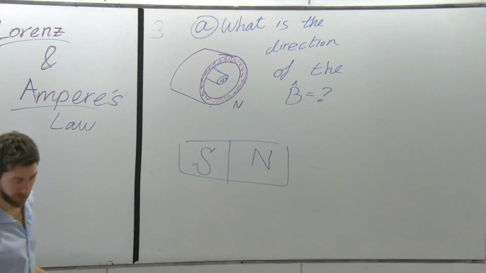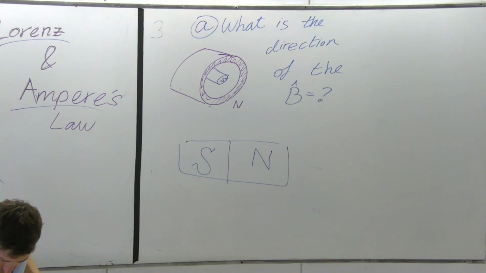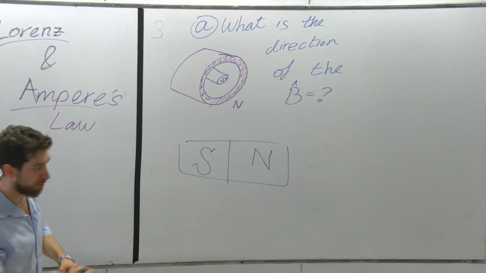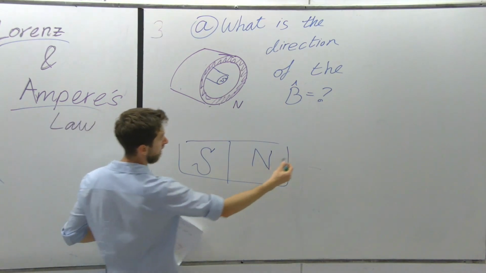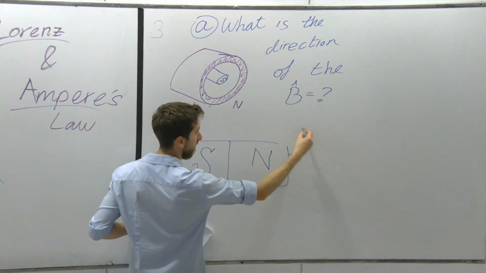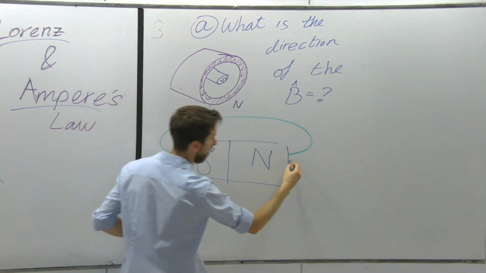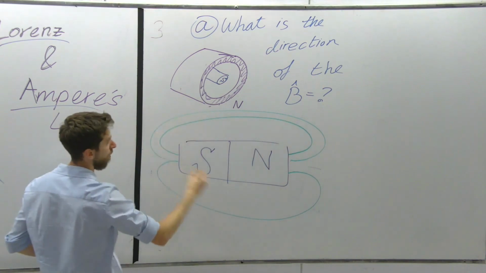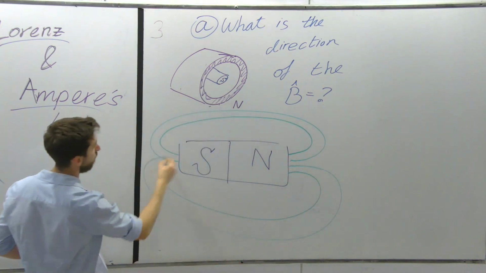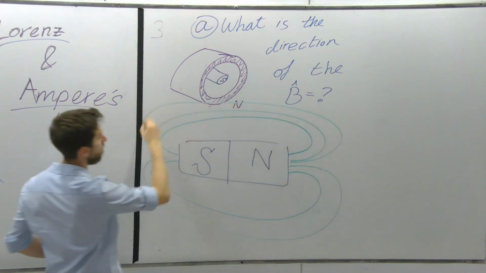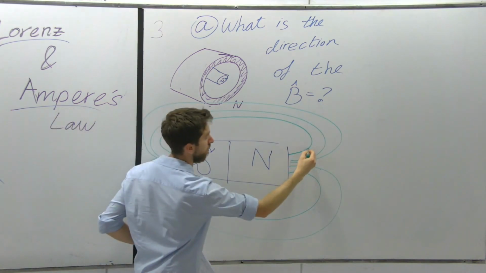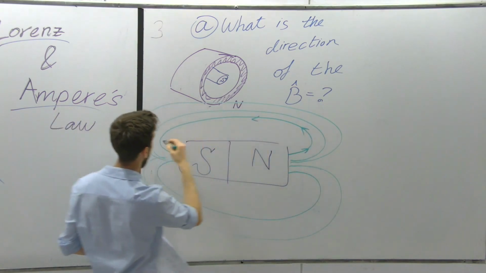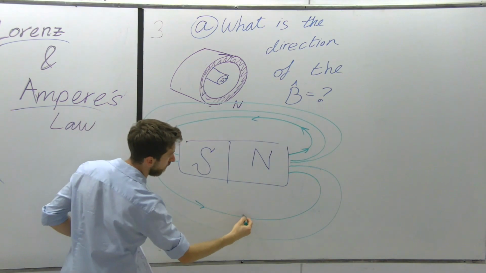So let's do green. Let me know if you see the green. The lines of the magnetic field are going in that manner. They're going from the north to the south. And what I want you to notice, this is the direction of the magnetic field. Okay, it's going from the north to the south.